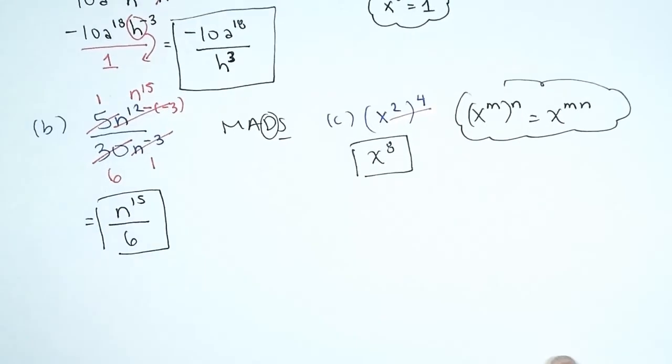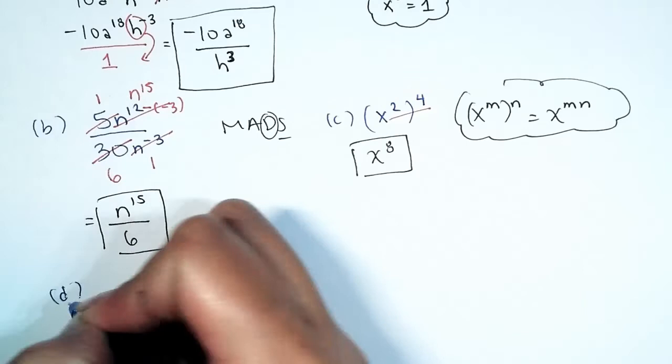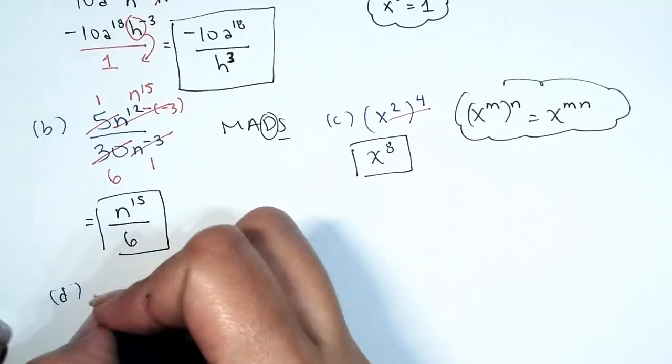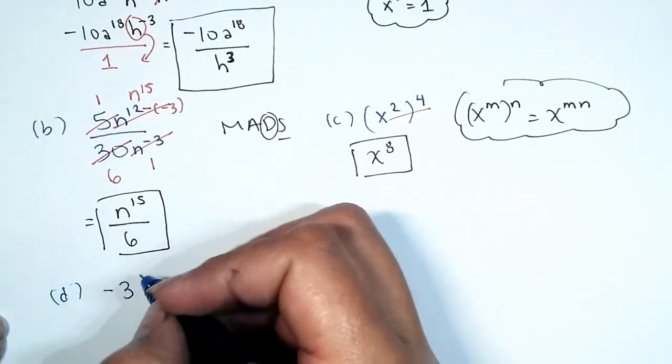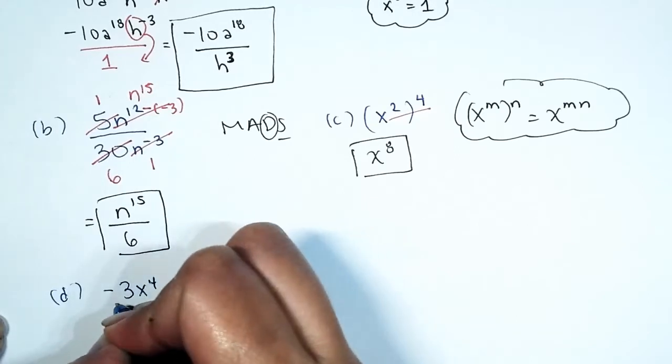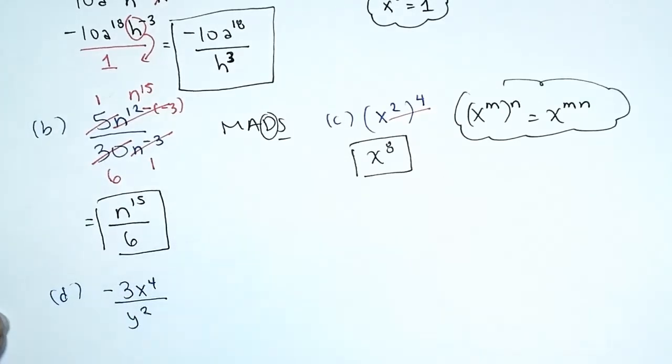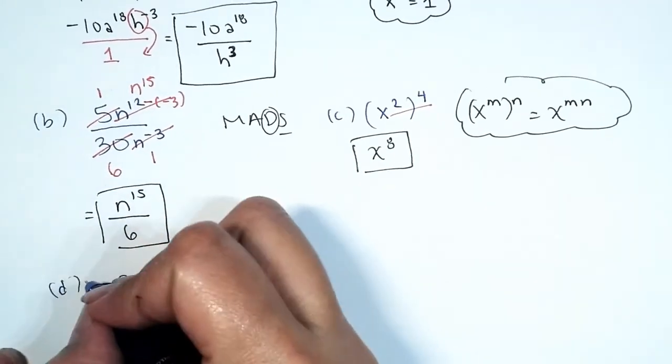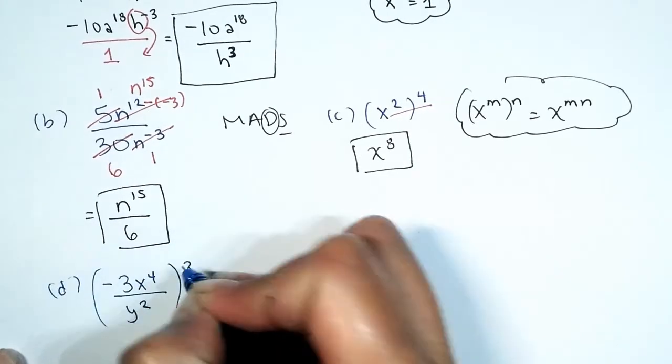Fantastic. Where am I? D. I think D is the next problem in the alphabet. Okay, D. We have negative 3 times x to the 4th all over y squared. Innocent enough. Let's make it spicier, and we are going to raise it to the 3rd power.